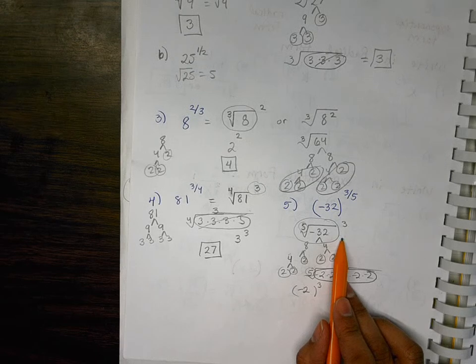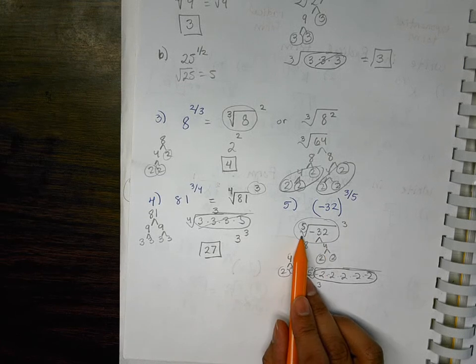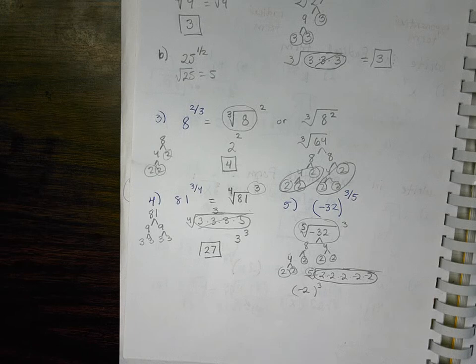The reason I'm saying this is because I'll have kids say, oh, I can't do that because I can't take the square root of a negative. True, but this is not a square root, it's a 5th root. Okay? All right, and it's just because we've been taught that for so long. You can't take the square root of a negative, which is true, but this is not a square root.